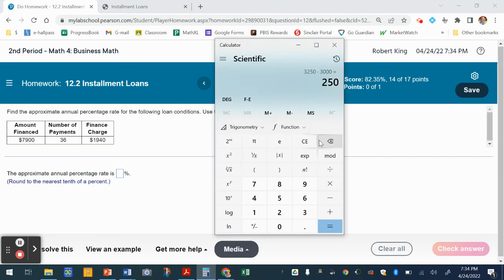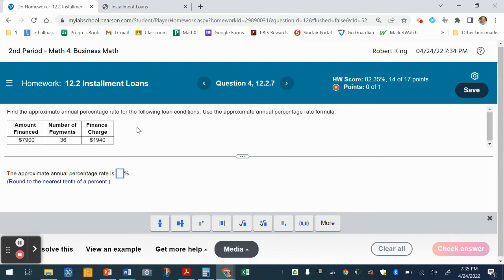So going to our calculator, 1940 times 24. We're going to divide that, and I'm going to use the parentheses, 7,900 times 37. Remember, we have to add 1 to the payments. And we get this decimal, 0.1592. That's going to be the decimal equivalent. We want it as a percent, so you can multiply that by 100. And the directions say round to the nearest tenth, so this would be 15.9%.